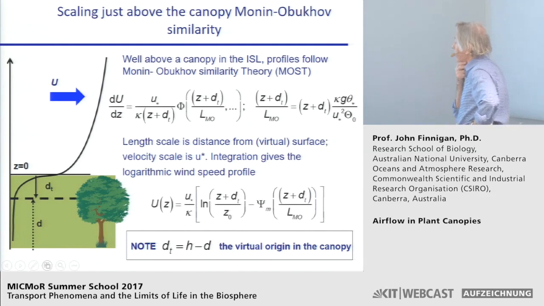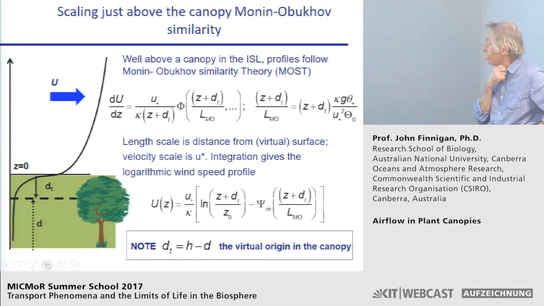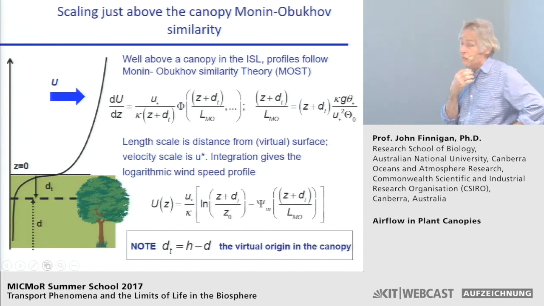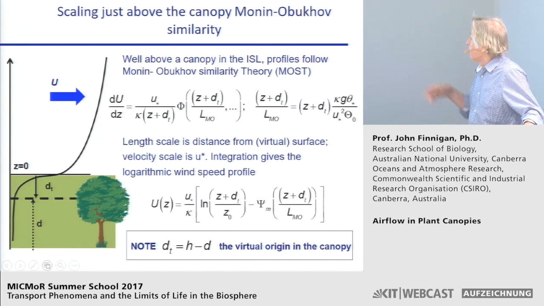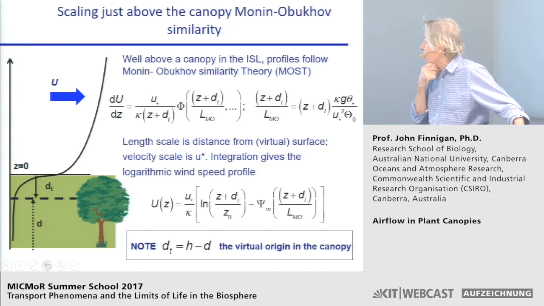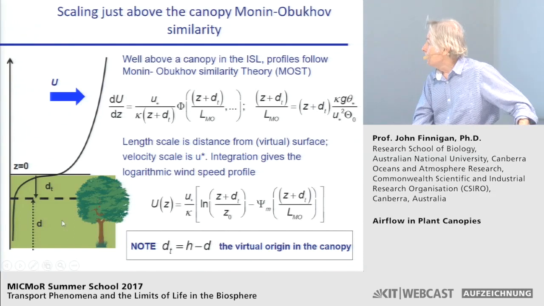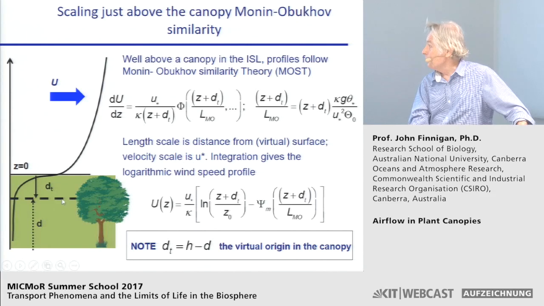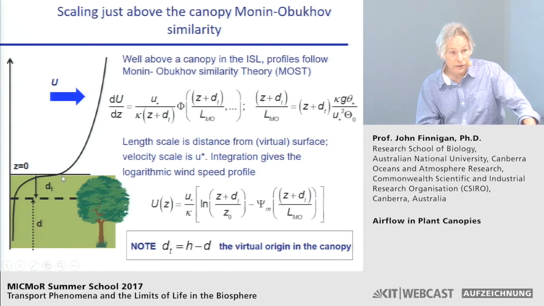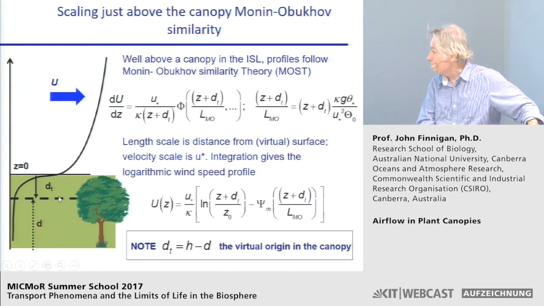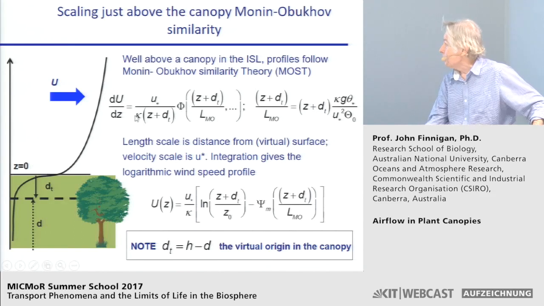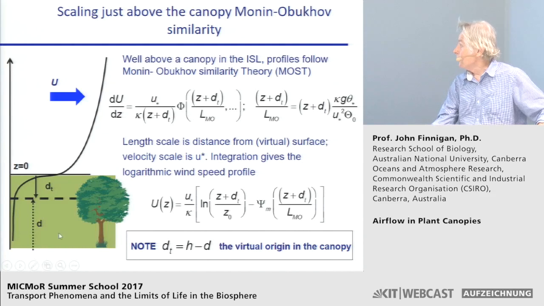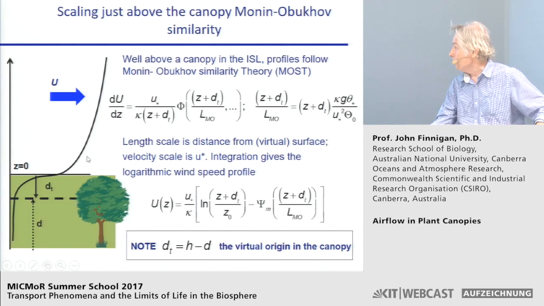So let's have a look at the scaling just above the canopy, just reprising what we just did. Well above the canopy in the inertial sublayer, or the surface layer, we follow Monin-Obukhov similarity theory, or MOST. We have to be a little bit careful: the displacement height is conventionally measured from the ground up, but in dense canopies it's mathematically more convenient to measure it from the top down and make the origin of coordinates the top of the canopy. But then either way, we have to change the origin of coordinates to the virtual origin. In this case, I've added the displacement height.